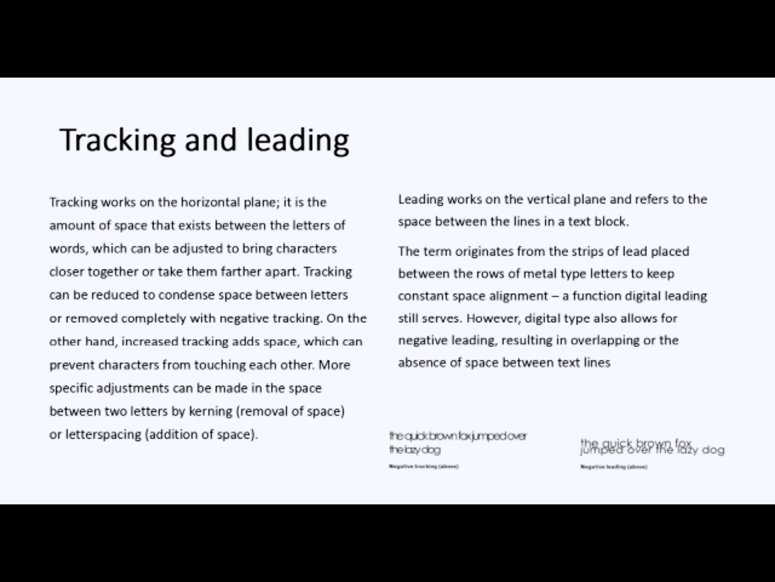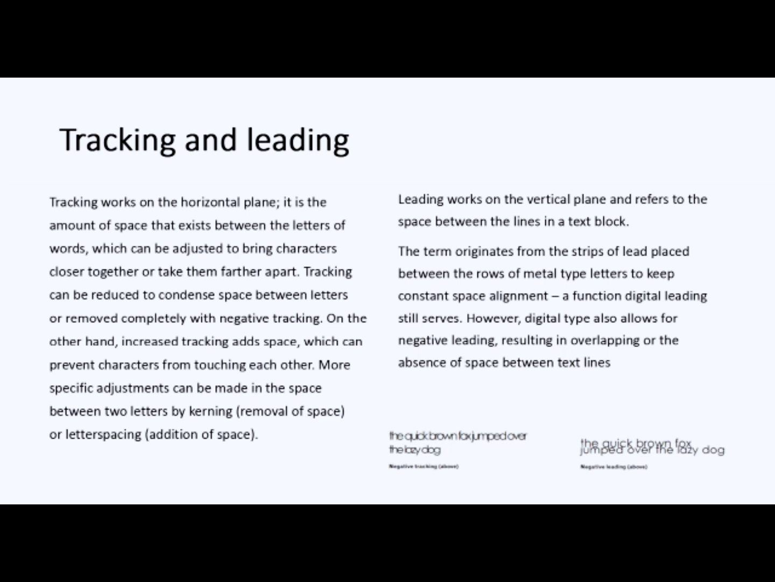Leading is basically the space between each line of text. Yes, each line of text, each sentence, the space between them. If you look at the second one we have here, you will notice how each line of text is meshed together. There is no real space between them.